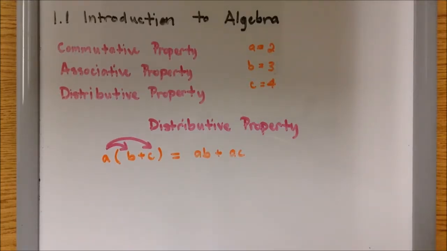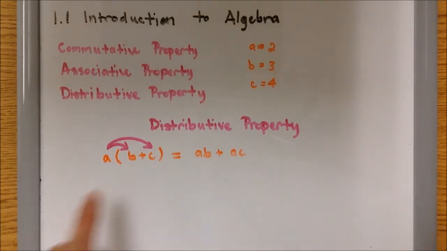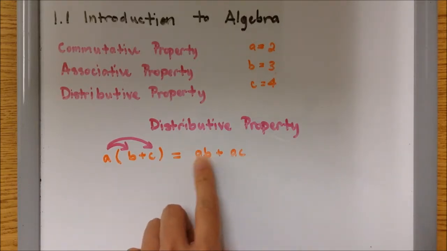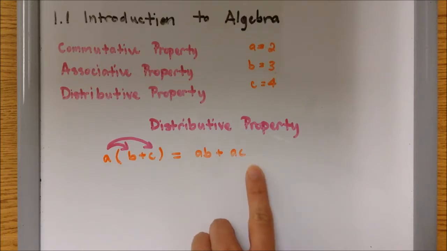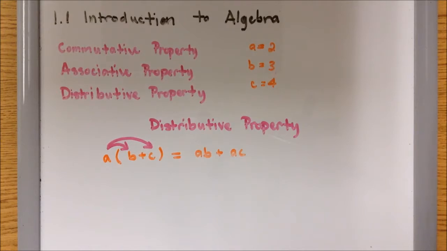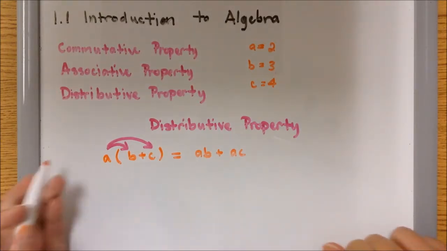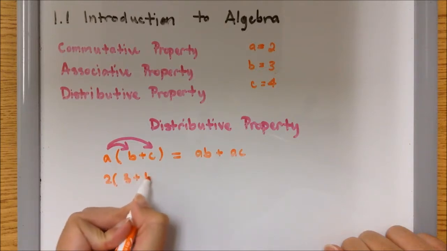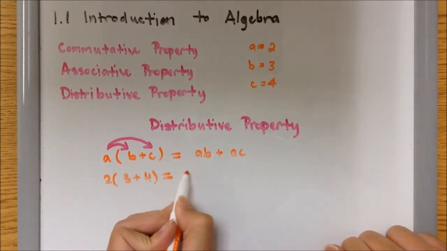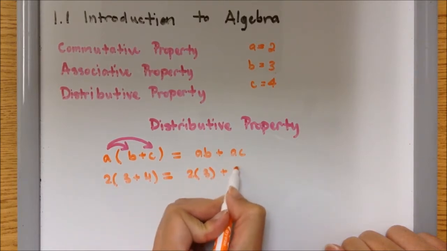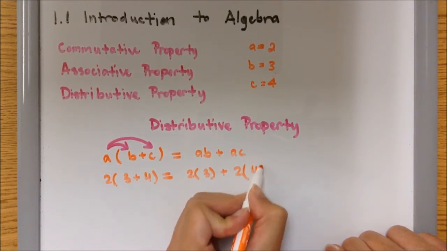The last property, distributive property, is in this format where it's a times the sum of b plus c is equal to a times b plus a times c. So using the same values for a, b, c, I'm going to plug it in. 2 for A, 3 for B, and 4 for C. So here it's 2 times 3 plus 2 times 4.